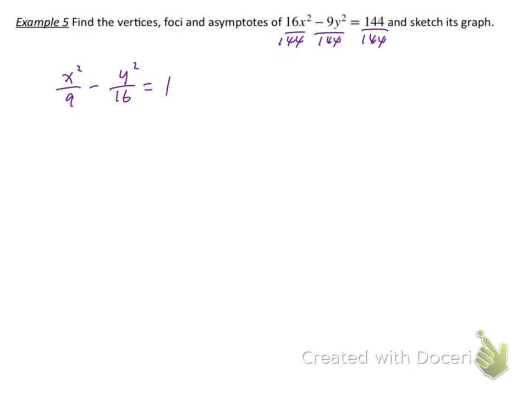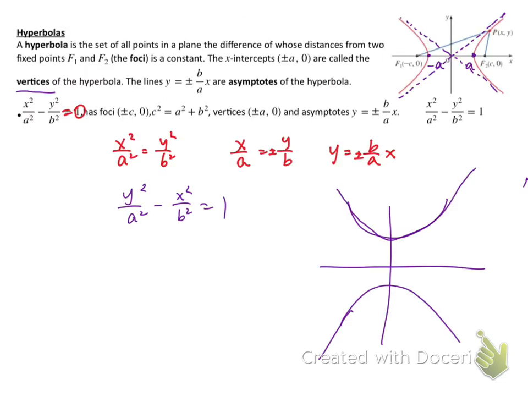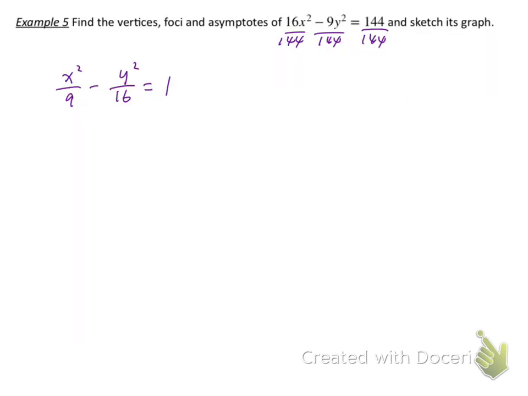And, oh, by the way, I forgot to say the foci. The foci happen at c, which is the square root of a squared plus b squared. Okay, so this is positive. That's my vertices. It is plus or minus 3, but happens on the x coordinate.